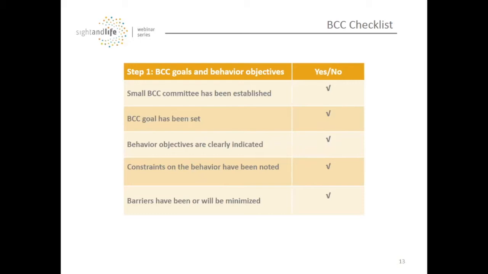At this point in the process, we have established a small multi-stakeholder committee of about 5 people who we affectionately call our brain trust, and they will help steer the BCC process. We have set our BCC goal, and we've clearly indicated our behavior objectives, both of which are aligned with our program goals. And we have an initial list of the potential constraints and barriers on the behavior.